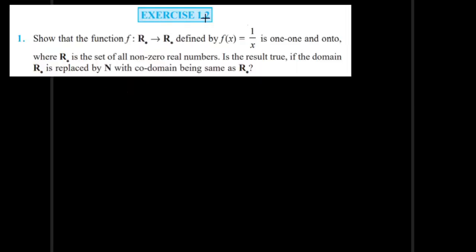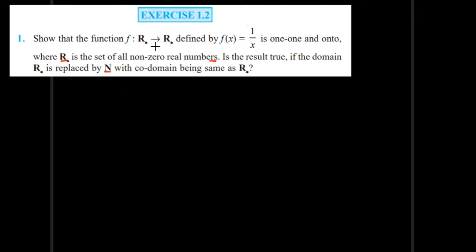So exercise 1.2, first question: show that the function f from R star to R star, defined by f of x equal to 1 by x, is one-one and onto, where R star is the set of all non-zero real numbers, that is, the real numbers not including 0. The second part is: the result is true if the domain R star is replaced by N, the natural numbers, with the codomain being the same as R.